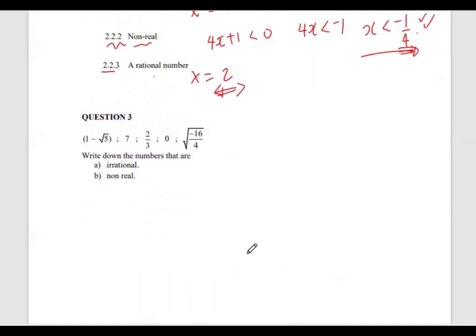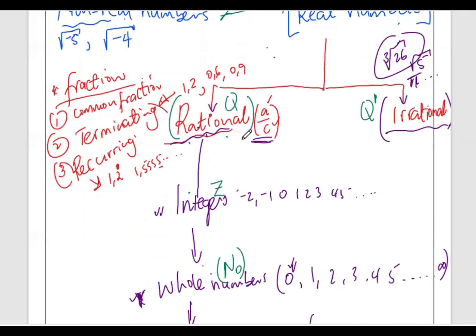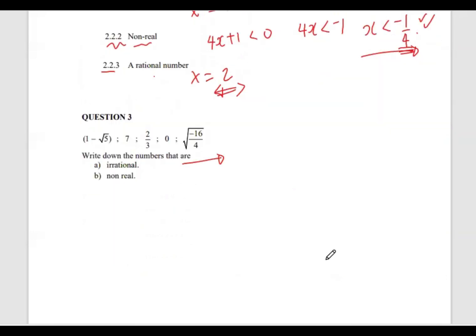Then lastly, question number 3. They're telling us that 1 minus root 5, 7, 2 over 3, 0, and then all of that. They want us to write down the irrational. Remember, we said irrational numbers are basically numbers that we cannot write as common fractions, okay? Let's see, what do we have? This is going to be non-real. This is rational, rational. Then this, we have a root 5 somewhere. So 1 minus root 5 becomes irrational.